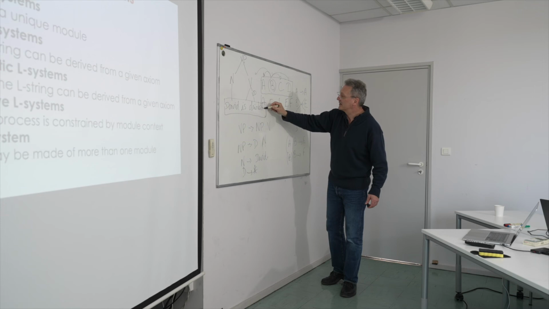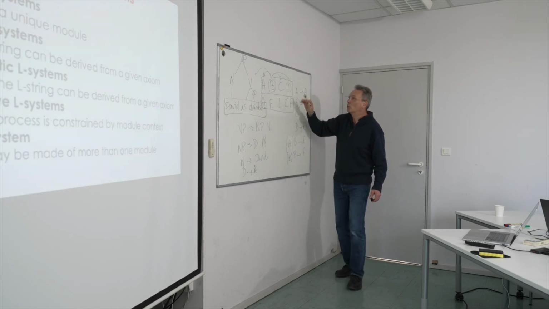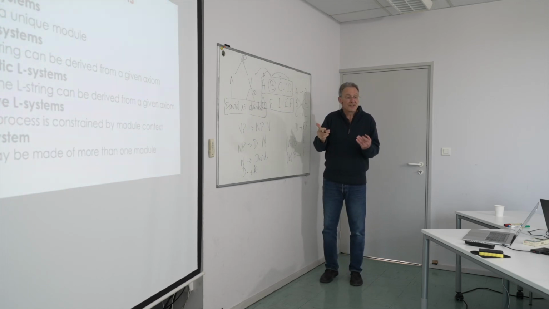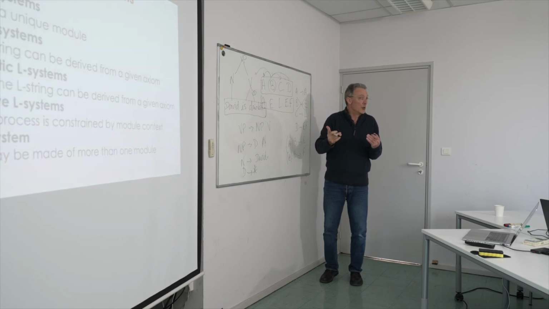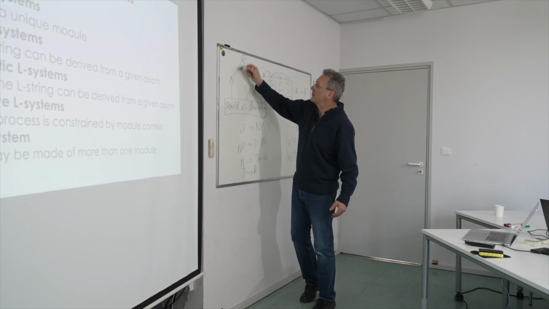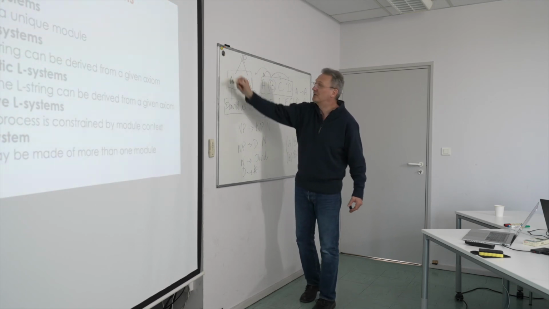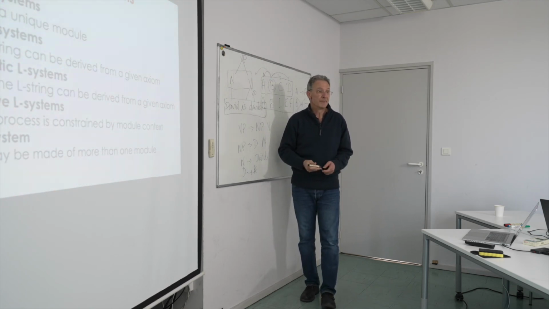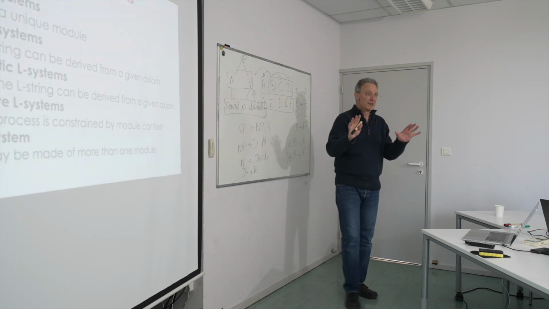I apply the derivation once to all the symbols, and the next output of the derivation is a word that is valid. Which is not the case, for instance, if I apply my derivation to VP. Here I get this, which is not a word of my language. Okay? So these are the differences.